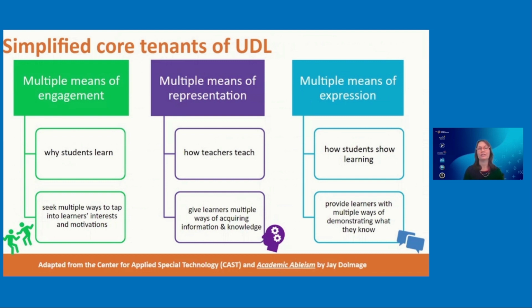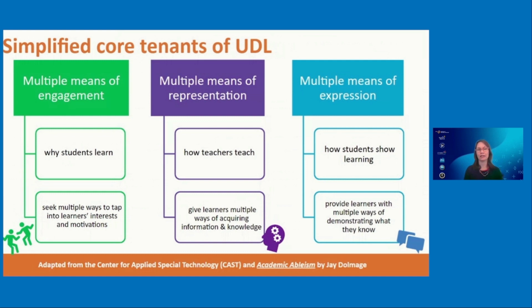In the first column, this green column, CAST speaks about multiple means of engagement. This is all about why students learn. The idea here is that we want to seek multiple ways to recruit interests and motivations of all students. In that middle purple column, CAST speaks about multiple means of representation. This is all about how teachers teach. The idea of UDL is to give learners multiple ways of acquiring information and knowledge.